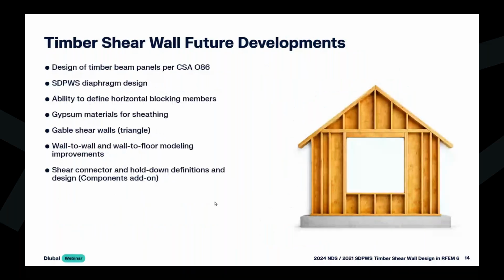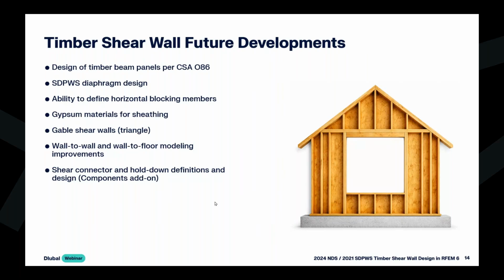As far as future developments, again, we are working diligently on completing the Canadian CSA O86 timber shear wall. So we're almost there. You can keep an eye out for that in the very near future. We also want to work toward the SDPWS diaphragm design. So there are slightly different capacities when we talk about diaphragms, floors versus vertical shear walls. So that is something we are also working towards.